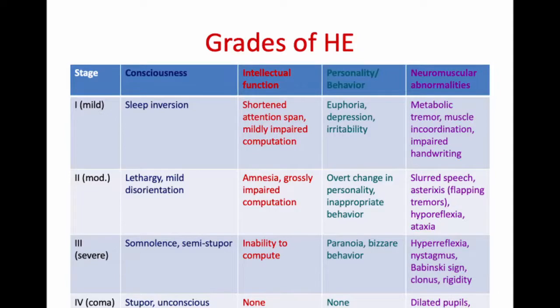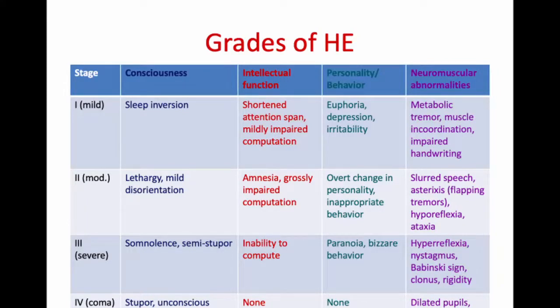Then in the moderate stage or stage 2, conscious level, the patient is very lethargic with some mild disorientation or confusion. Now, these are, of course, easy to pick up. Intellectually, they have amnesia, loss of memory, and grossly impaired computation. Behavior, they have overt personality changes or even inappropriate behavior. And on examination, they'll have slurred speech, flapping tremors, hyporeflexia, and ataxia when they walk. So that's easy to detect, moderate hepatic encephalopathy.